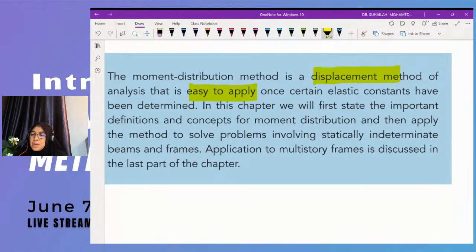In this chapter, we will first state the important definitions and concepts for moment distribution, and then apply the method to solve problems involving statically indeterminate beams as well as frames. We do not calculate moment in thrust. The moment we will calculate only in beams and frames. There are two types of structure that we will learn together: number one is beam analysis, number two is frame analysis. This week, we will focus on beam analysis.